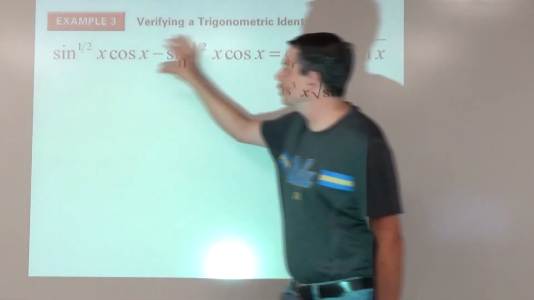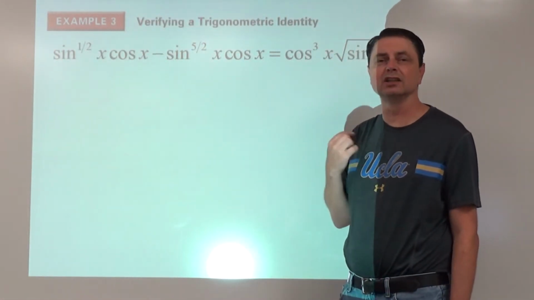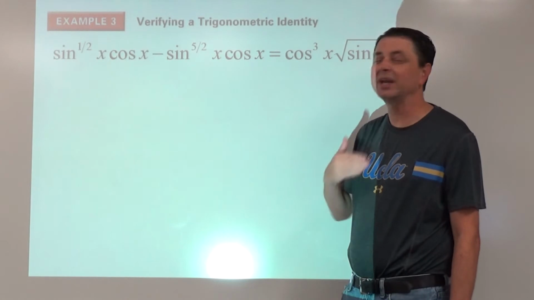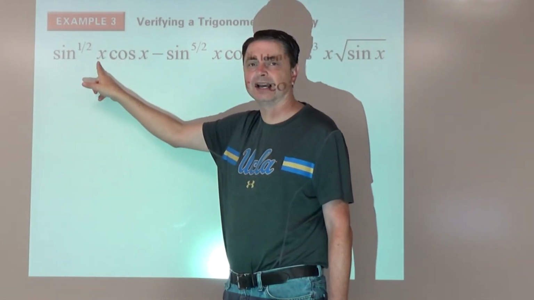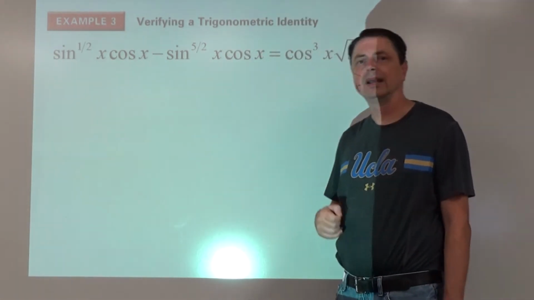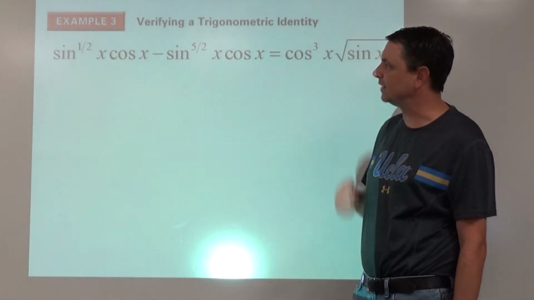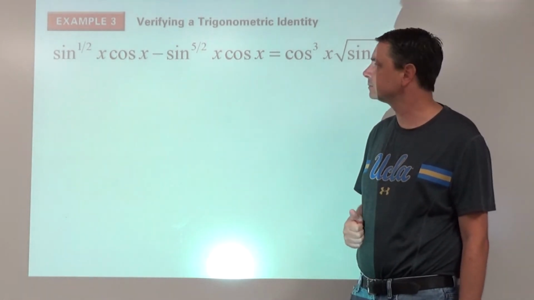And then if we look at our sine of x, if we take the one with the lowest exponent, we could factor that out as well. And I think that would be sine to the 1/2 x. That's the lowest exponent. We could factor that out as a common factor as well. So we're going to factor out sine to the 1/2 x, cosine x.